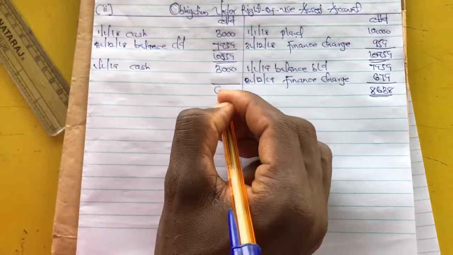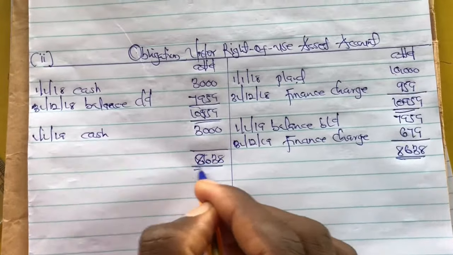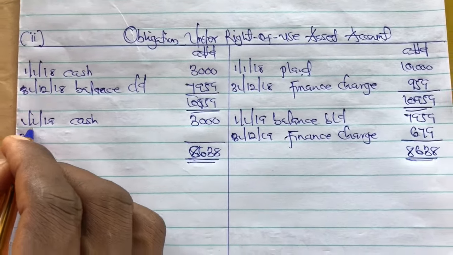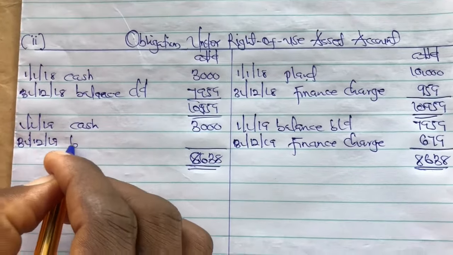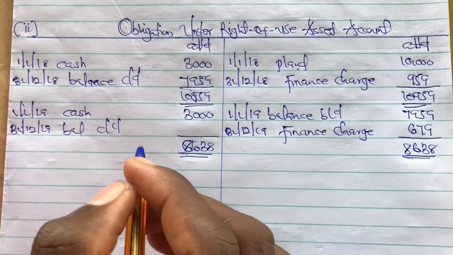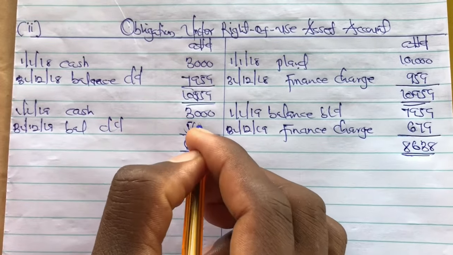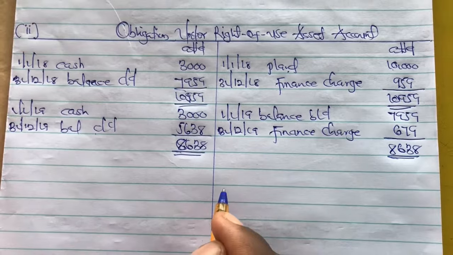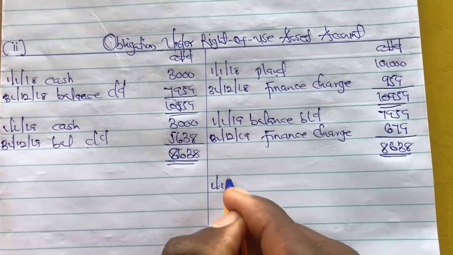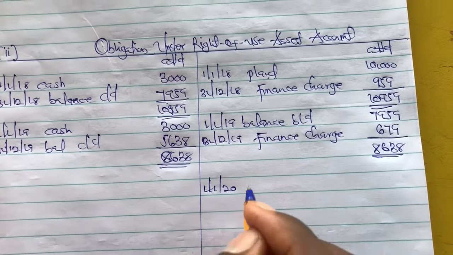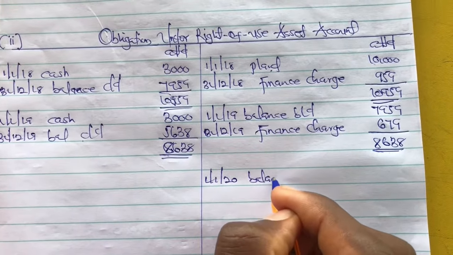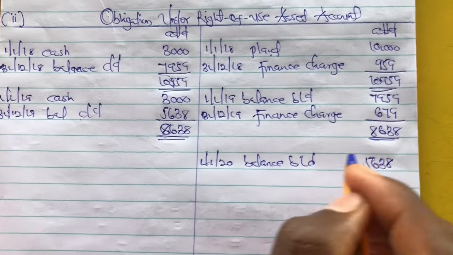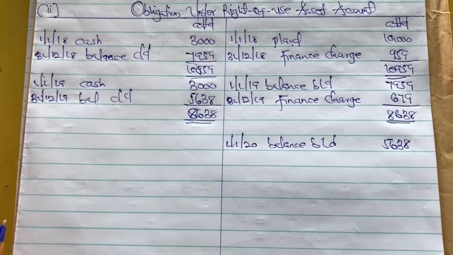So 8,638. Is that clear? So the carrying amount as at 31st December 2019, the balance carried down, is going to give us 5,638. Is that clear? Then this carrying amount will become the balance brought down for 2020. So on 1st January 2020, we are going to have the balance brought down of 5,638.